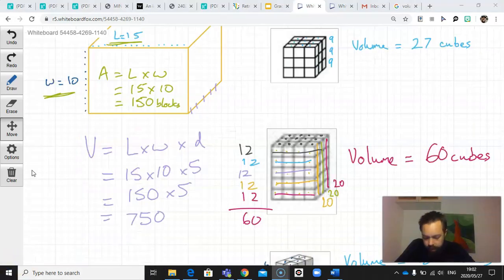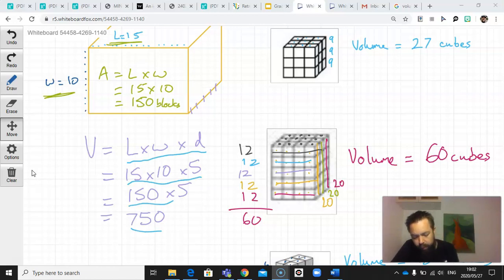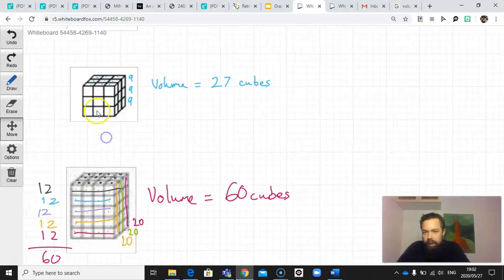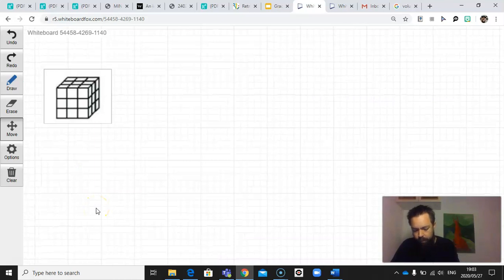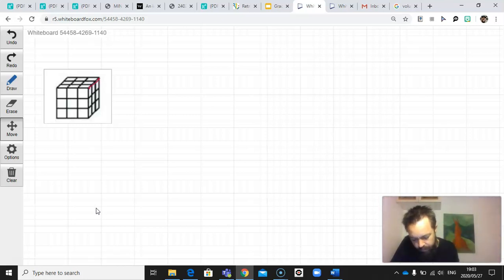All right, so over here you can see what we did. We worked out the three things times each other, times them out, and we got 750 blocks or cubes. So I'm going to go look at this one over here. In fact, let's drag him out so he's not all bundled in with everything else. And let's have a look at him. So we have, if we're looking at the front to back measurement, we have 1, 2, 3. So that one was 3.